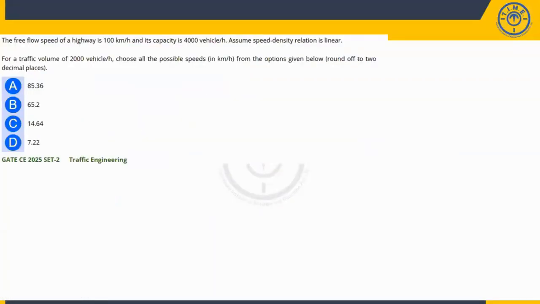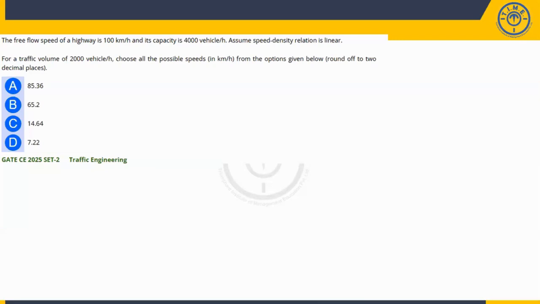The next question is about the free flow speed on a highway. This is a question from traffic engineering, my dear students. This is also from GATE 2025, set 2. It's a 2-mark question. The free flow speed of a highway is 100 km per hour and its capacity is 4,000 vehicles per hour. Assume speed density relation is linear. For a traffic volume of 2,000 vehicles per hour, the possible speeds from the options below are, is or are.